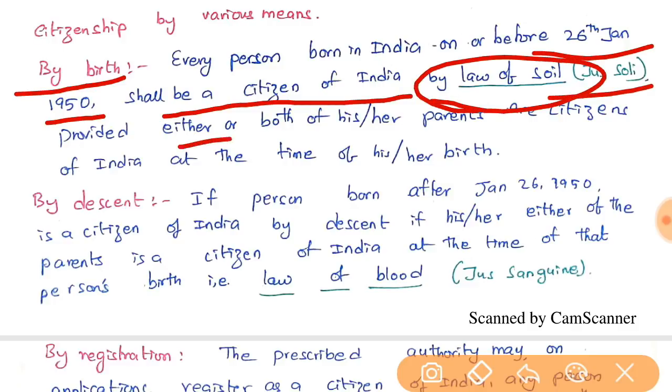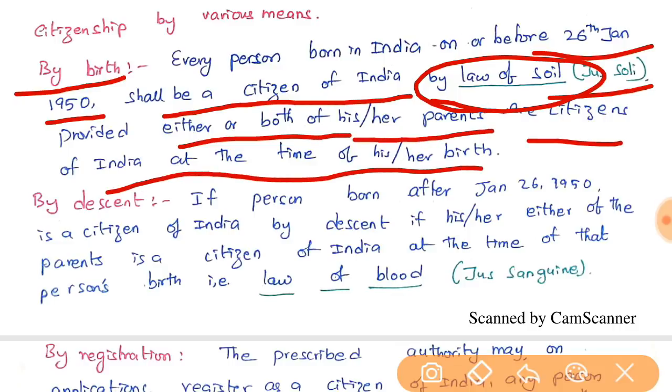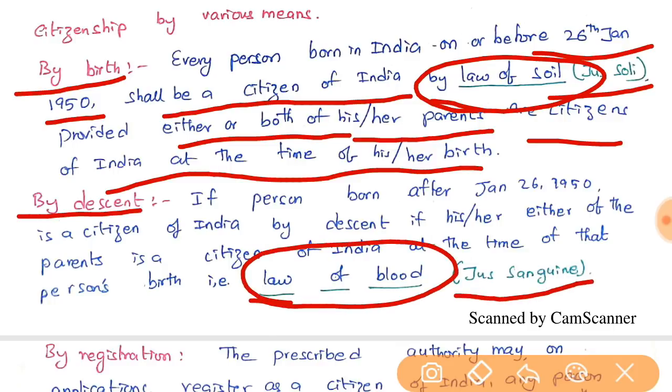Provided either or both of his or her parents are citizens of India at the time of his or her birth, friends. If you are born in India and your parents are of Indian origin, then you are directly given Indian citizenship, friends. By descent: if you are not in India, but your parents are from India, by descent you are an Indian, friends. That is called the law of blood, jus sanguinis.